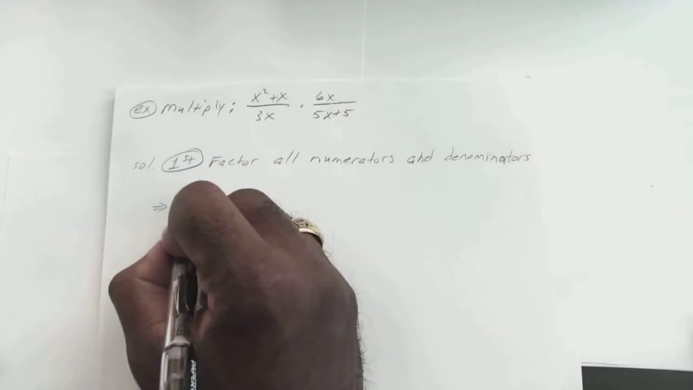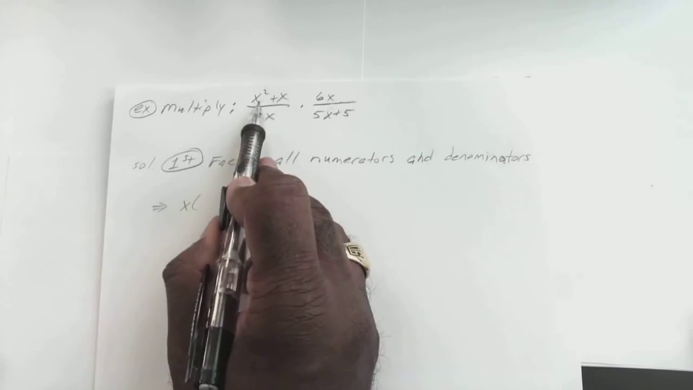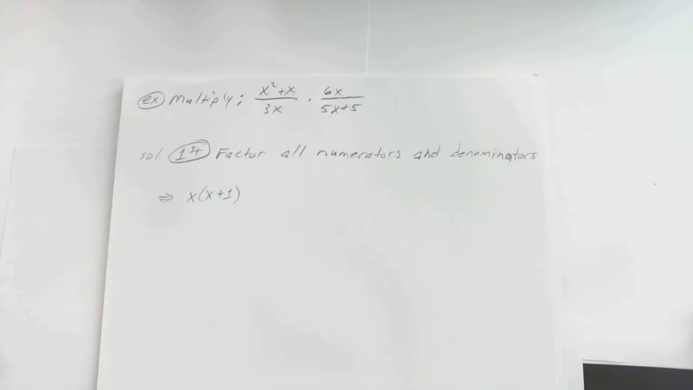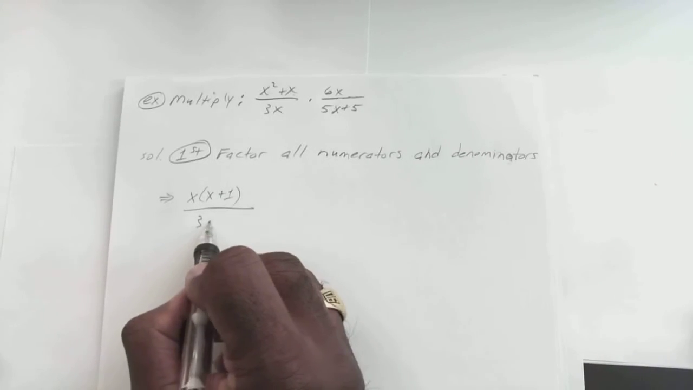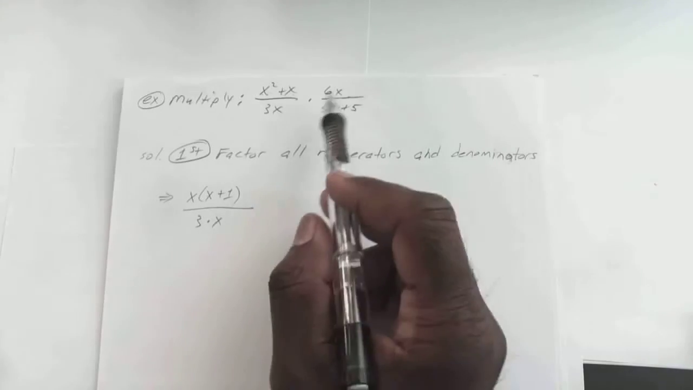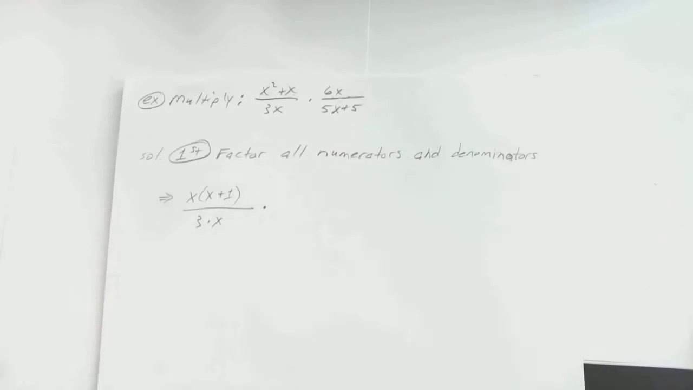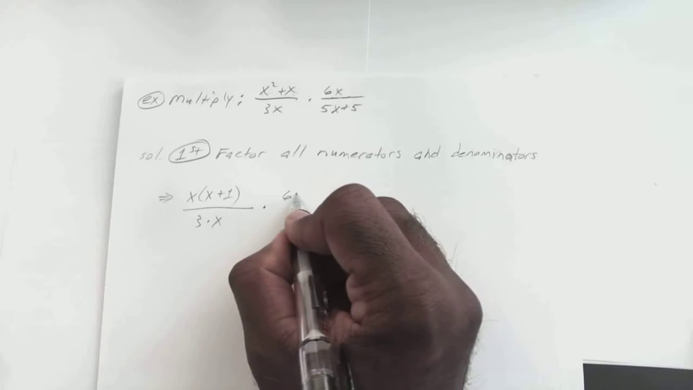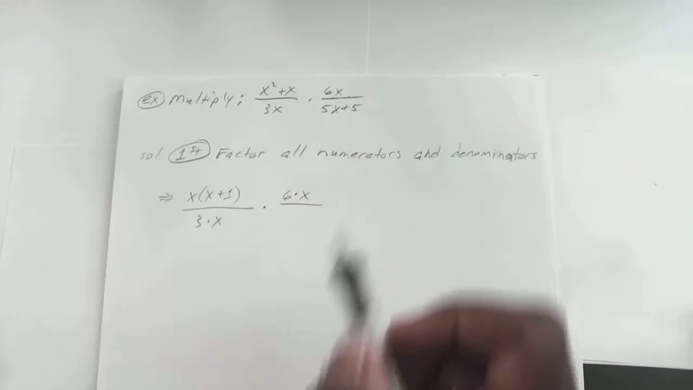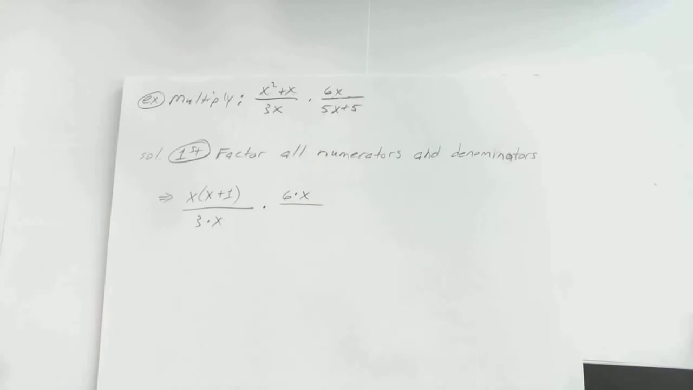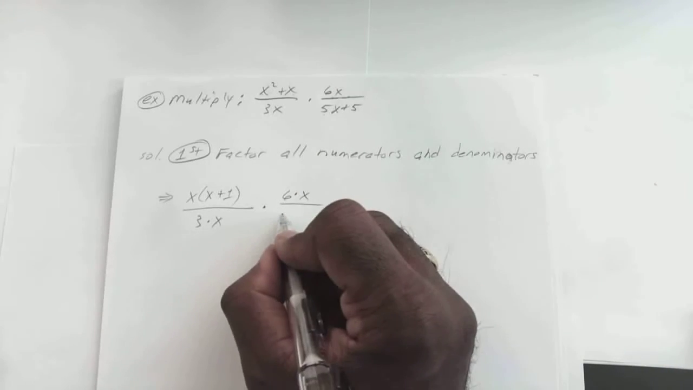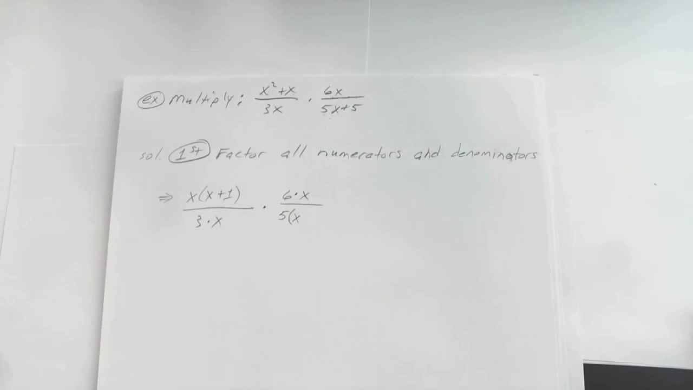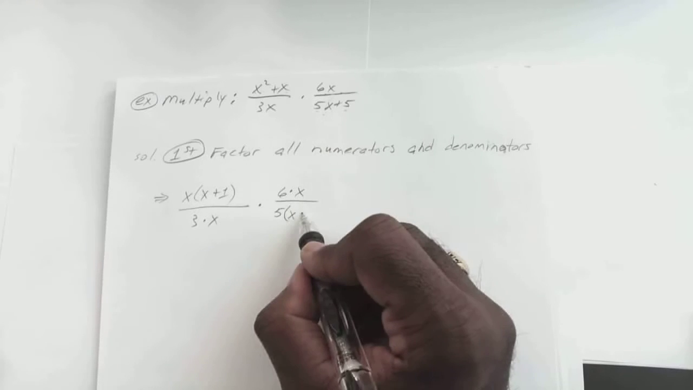Okay, so for our x squared plus x, we can factor an x out of both of those. So x times x will give us our x squared, and x times 1 will give us our x, over 3 times x. 6x, you can leave it as 6x or you can make it 3 times 2 so the 3's would cancel out. Either way, it would work, so we'll just leave it as 6 times x for now. So 5x plus 5, you can factor a 5 out of both of those. 5 times x will give us our 5x, and 5 times 1 will give us our 5.